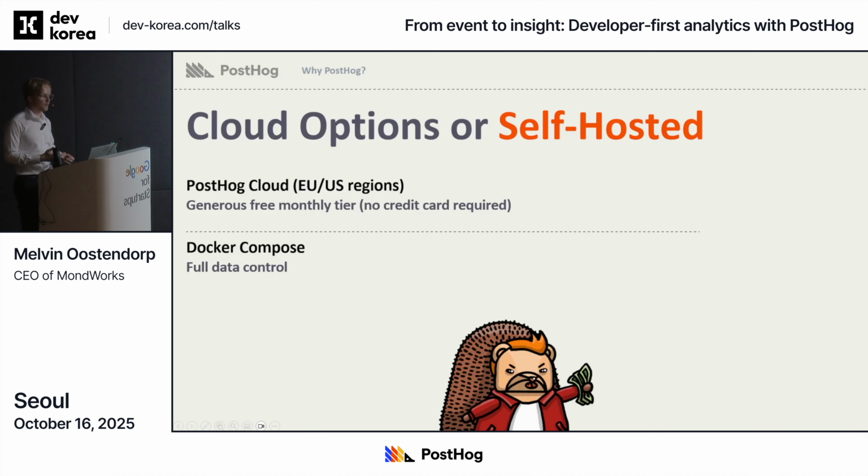You also have full flexibility in how to deploy PostHog. You want to get started quickly? You can use the PostHog Cloud. You can choose between the US or EU region. They have a generous free tier and no credit card required. And alternatively, you can also do self-hosting to maintain complete control over your data.